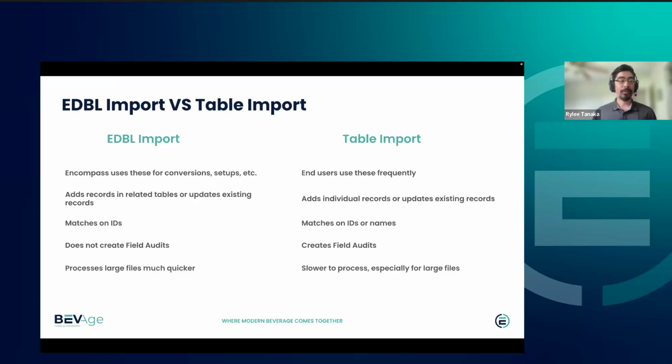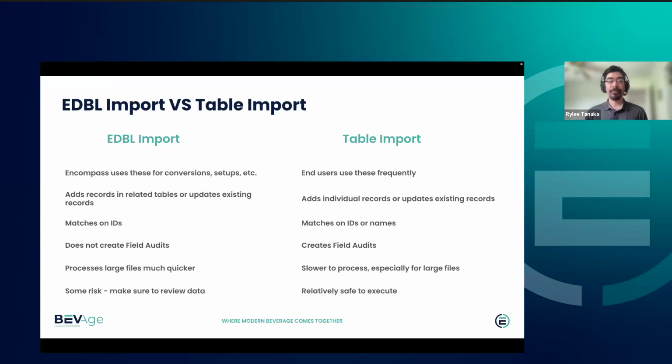Following up on that as well, with our EDBL imports, we do process large files a lot quicker. Again, because we are skipping a lot of those different checks, creating all of those different field audits as we are updating or touching records. Versus with the table import, since we are doing those different checks, creating those different field audits as those updates are made, that is slowing down that process, especially for some files that get up into the thousands and tens of thousands of records.